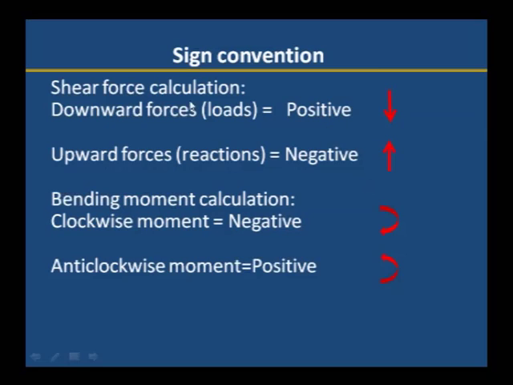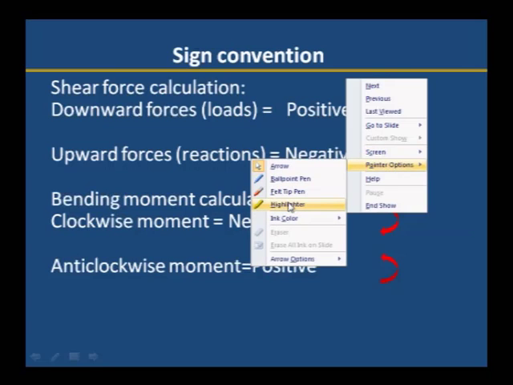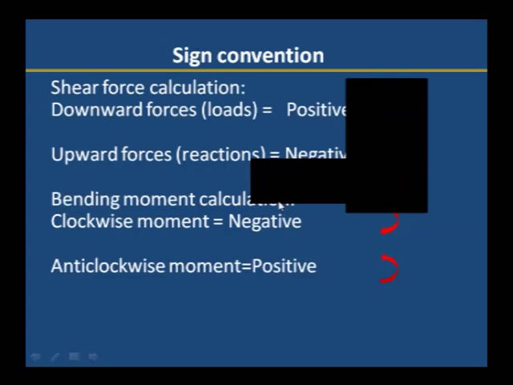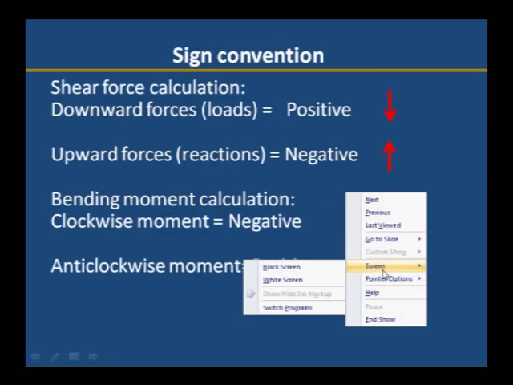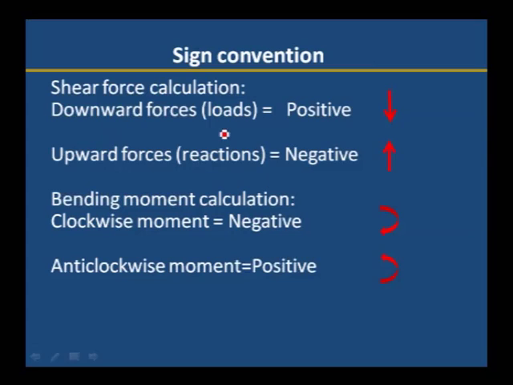And also we assume the sign conventions: downward forces are positive, upward forces are negative. Here in this simply supported beam we have to calculate the reactions at the supports. Those support reactions we are considering as negative. Then for bending moment calculation, clockwise moment we are considering as negative, anti-clockwise moment we are considering as positive.